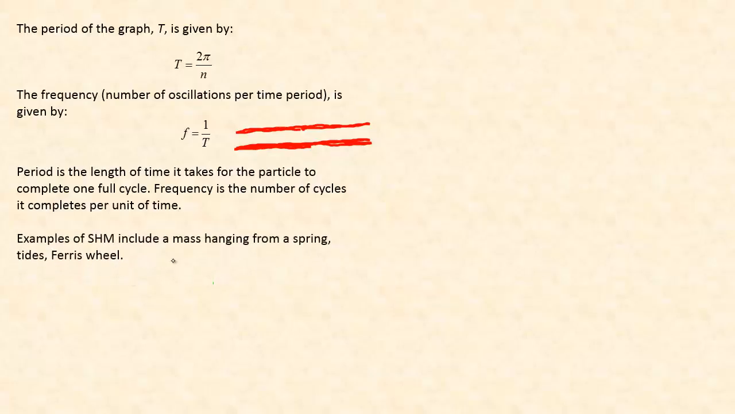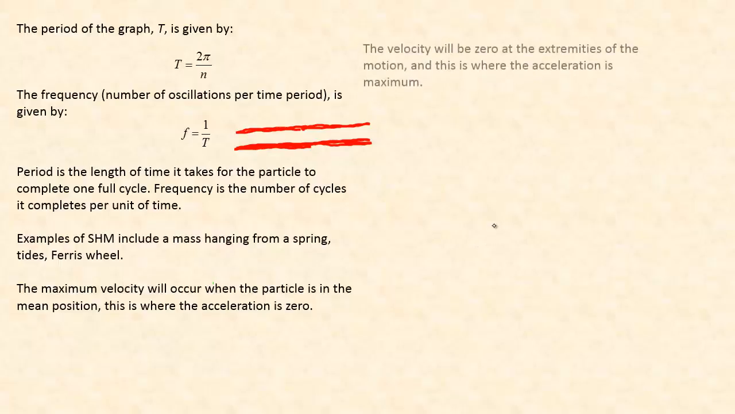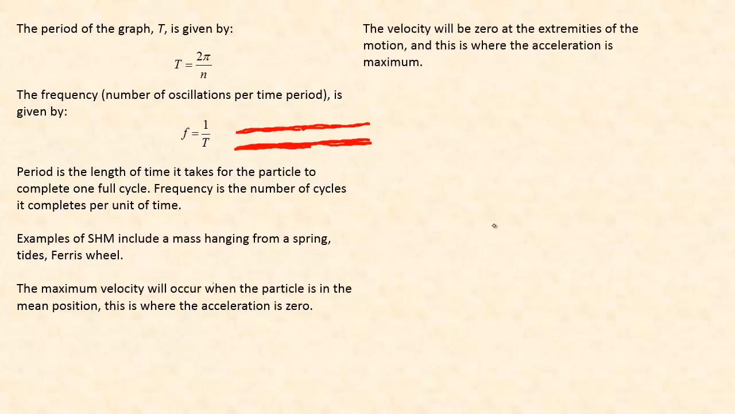Examples of SHM include a mass hanging from a spring, tides, Ferris wheels, etc. The maximum velocity will occur when the particle is in the mean position. This is where the acceleration is 0. We discussed that earlier. The velocity will be 0 at the extremities. We've discussed that. That's where it stops and comes back. And this is where the acceleration is maximum. We know that because we know that the acceleration is equal to negative n squared x. So the acceleration is going to be most when x is at its largest.